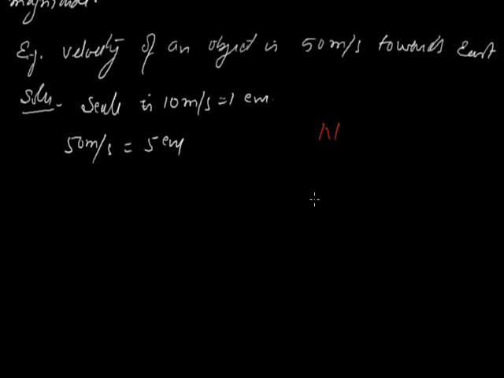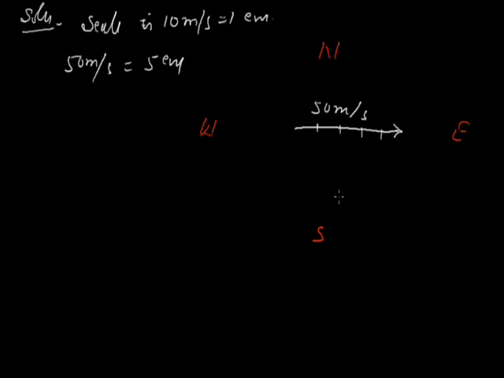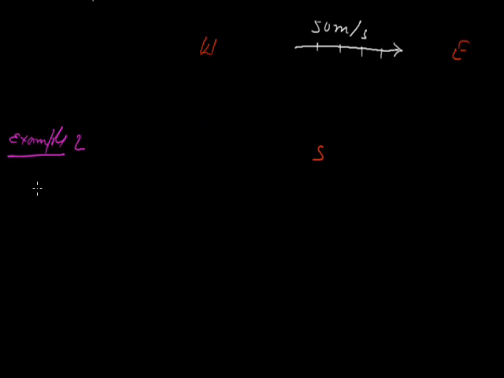Here is north, here is south, this one is east, and draw a line of 5 centimeter towards east. 1, 2, 3, 4 and 5. This arrow shows its direction, it is towards east, and the length of the line shows its magnitude, that is 50 meter per second.